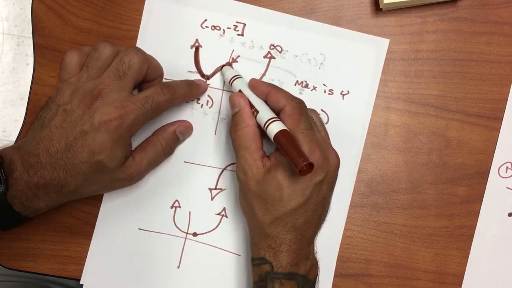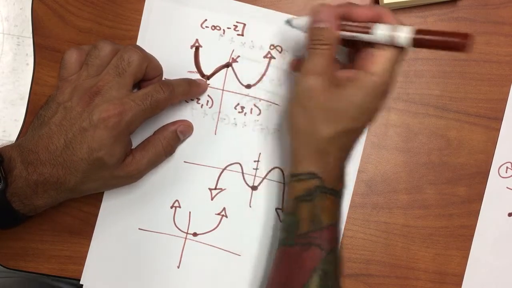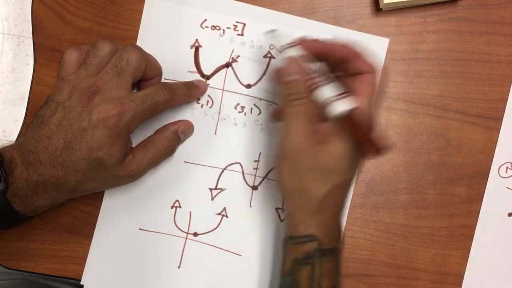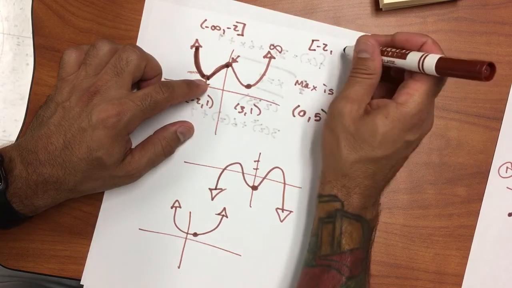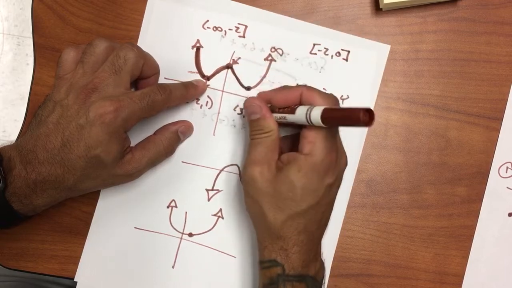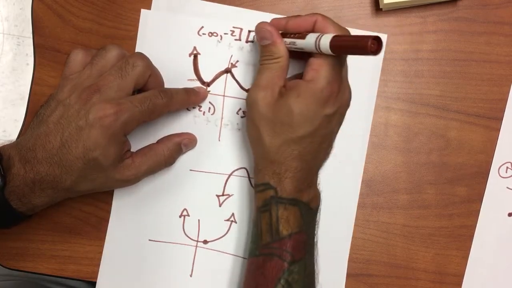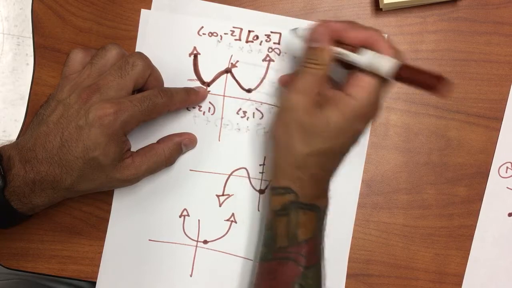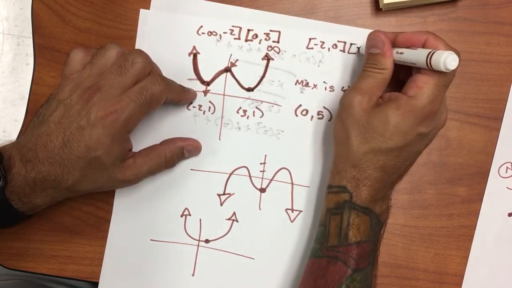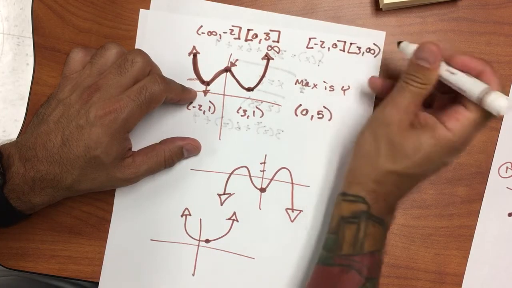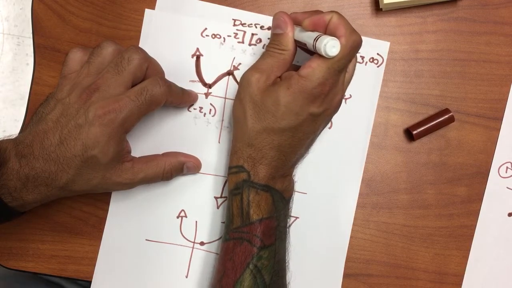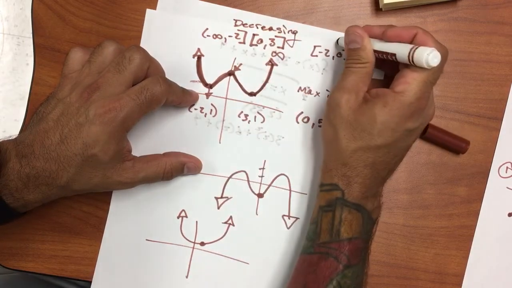Then it starts increasing from here to here. So it's going to increase from -2 included until 0 included. It's going to decrease again from 0 to 3. So this is also over here from 0 to 3. And then it's going to increase again from 3 to infinity. So this is decreasing. This is increasing.